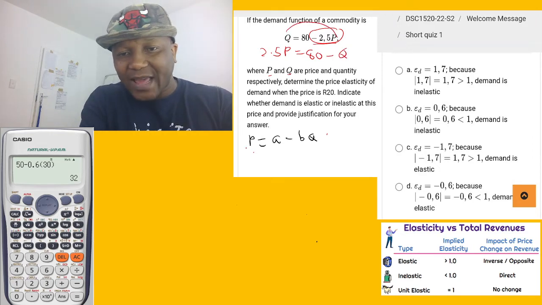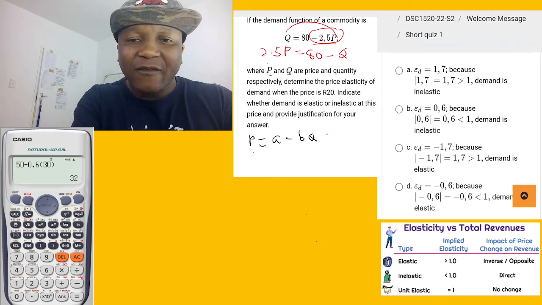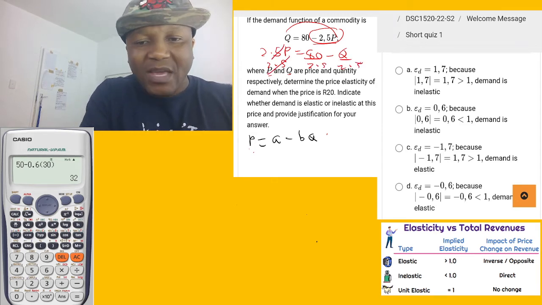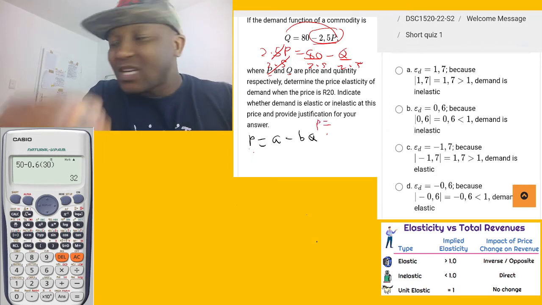You see, it starts to look like that. Means here must be P, but I want only P, so I don't need 2.5. So divide by 2.5, divide by 2.5, divide by 2.5. This and this cancel. So our P, I can write here, our P equal to 80 divided by 2.5.